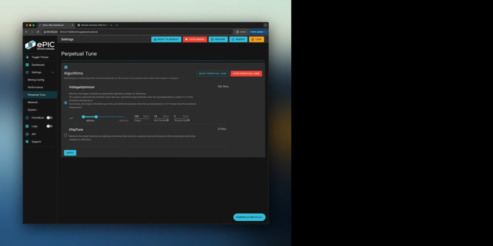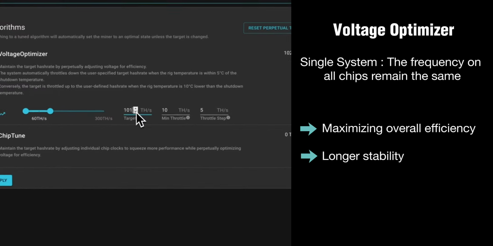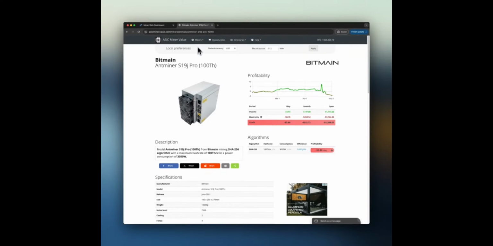Let's dive into the Voltage Optimizer. This algorithm adjusts the frequency of the chip to achieve the user-specific target hash rate and then fine-tunes the voltage to maximize the miner's efficiency at the specific hash rate. It is ideal for maintaining your miners at an optimal level for longer stability.